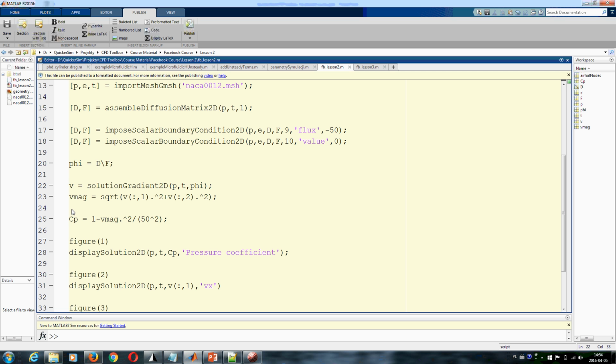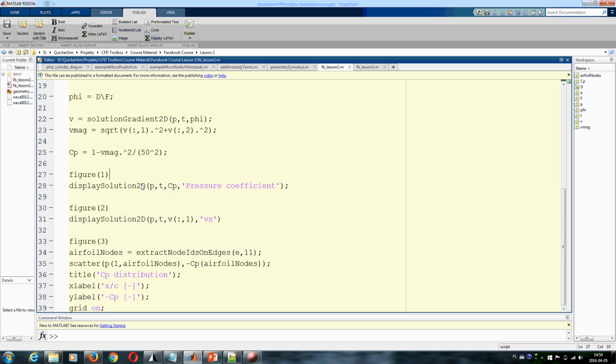If you want to compute pressure coefficient from the basic formulas of aerodynamics, you can find that Cp would be equal to 1 minus the magnitude of velocity squared divided by the free stream velocity squared. Because our free stream value was 50, we simply take the square of this velocity. And at the end we want to plot these values. We want to plot the velocity field and the pressure field.